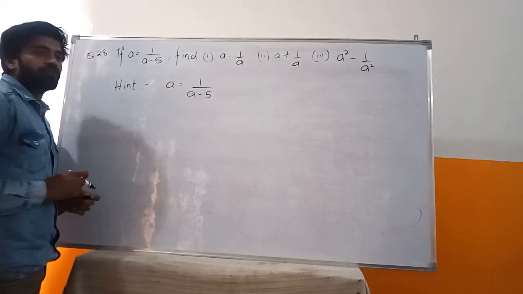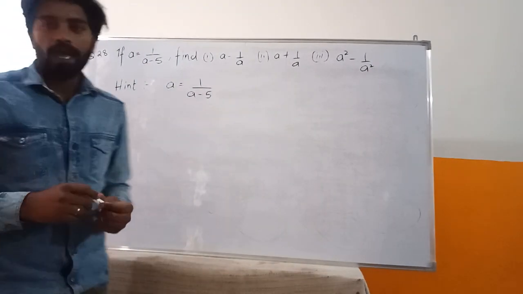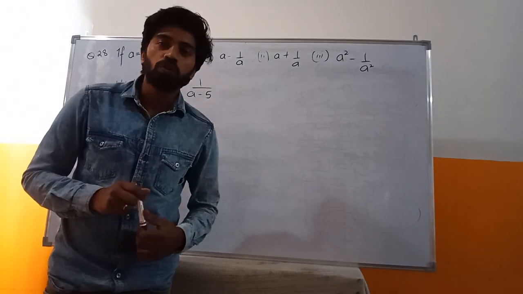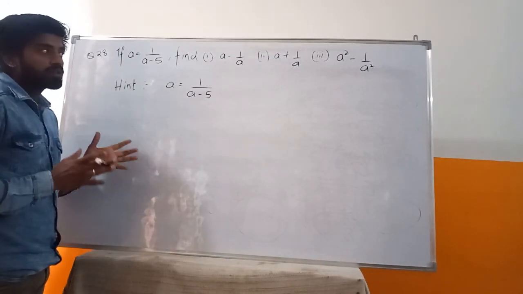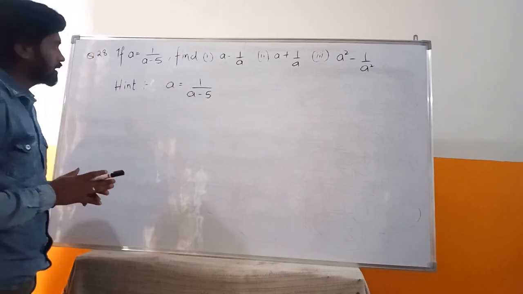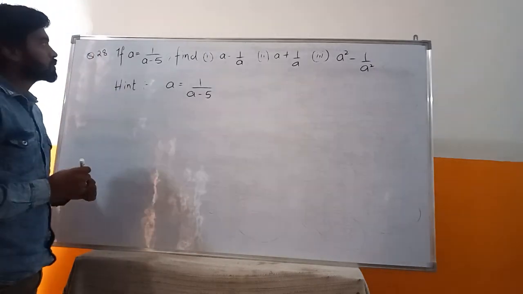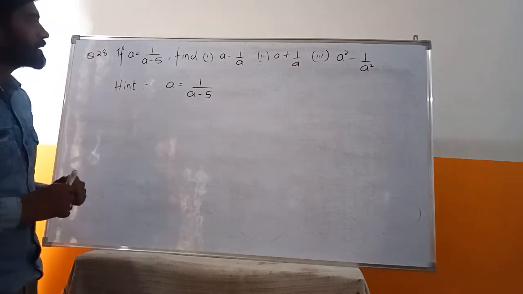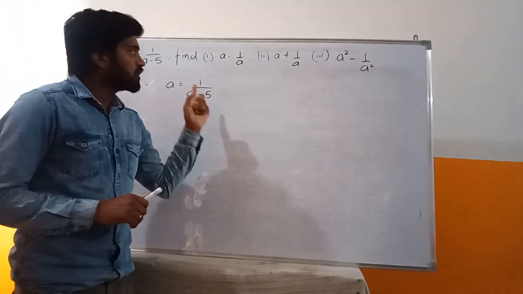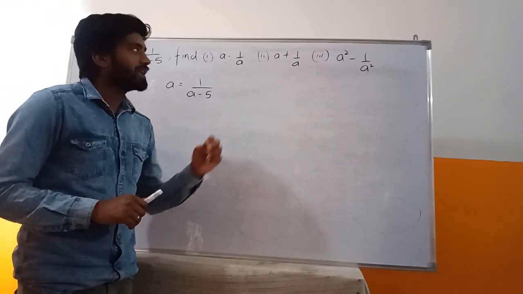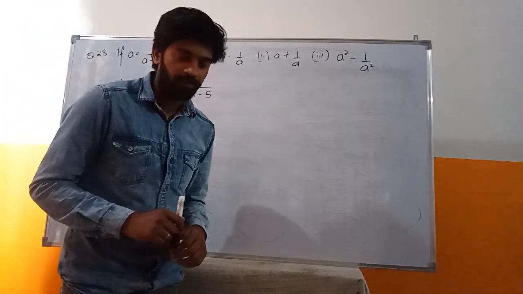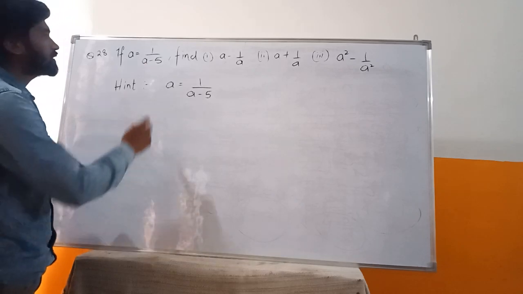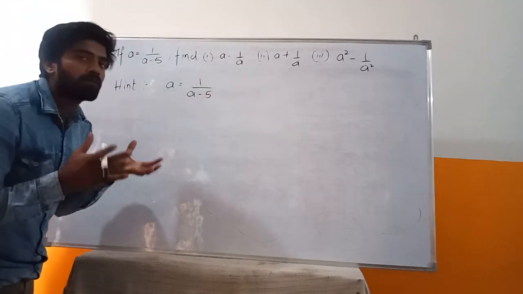Okay, so today we are going to do question number 28, from exercise 3.2, class 9, on the topic expansions. This is question number 28. a equals 1 upon a minus 5. Then I have to find the value of first, a minus 1 upon a, second, a plus 1 upon a, and third, a square minus 1 upon a square. But the problem is they have given me this value. I need a proper value.